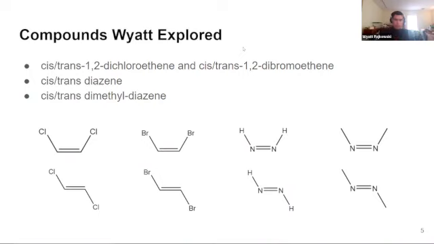The second two molecules I studied were some other interesting ones that I decided to investigate: one is cis and trans diazine, and the other is cis and trans dimethyldiazine, which are essentially cis and trans isomers with a nitrogen base rather than a carbon one, and I was curious about those behaviors as well.